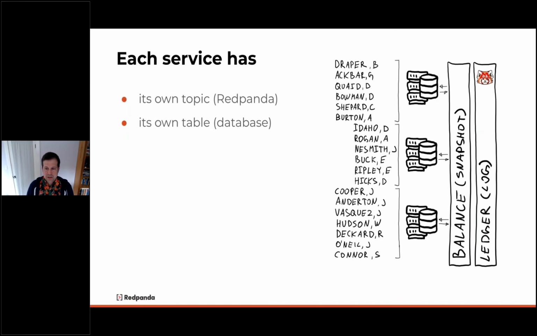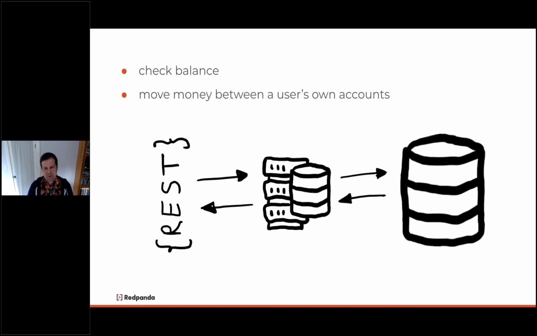So let's just come up with this idea of different services being built on top of this. Let's say each service has its own topic inside of Redpanda and has its own table within the database. Using that, we can talk about different things that we might want to do in this particular application. One might be checking the balance. That's something as simple as going to a REST endpoint, talking to the database, and asking for the current balance from that snapshot, which is pretty straightforward. We don't actually have to involve the ledger or Redpanda in that regard.